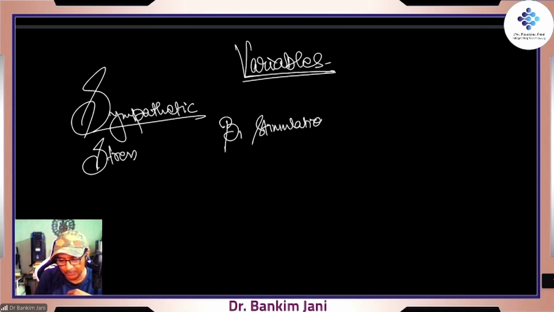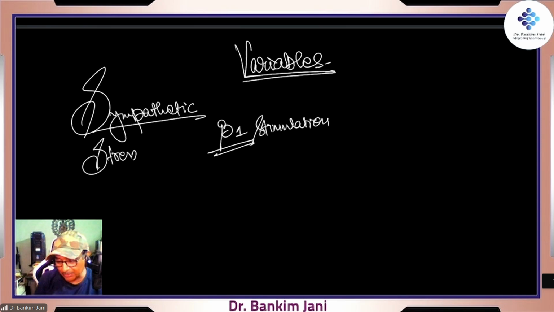Beta 1 stimulation. How to remember beta 1? Because heart is 1. That's how we remember, from our receptor lecture. We said that there was beta 1, beta 2, beta 3. So beta 1 affects the heart, beta 2 affects the lungs. Lungs are 2, heart is 1. That's why we are now talking about beta 1 stimulation.